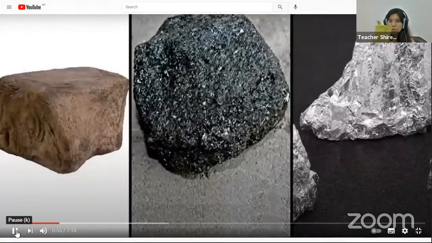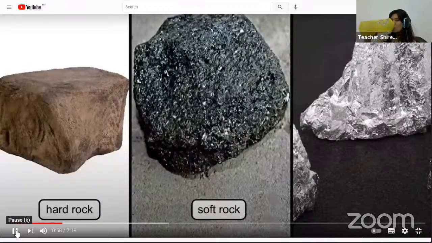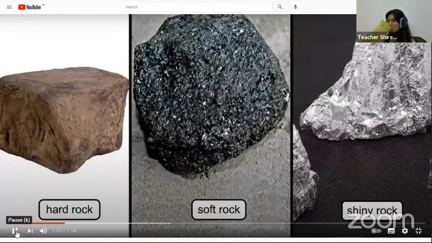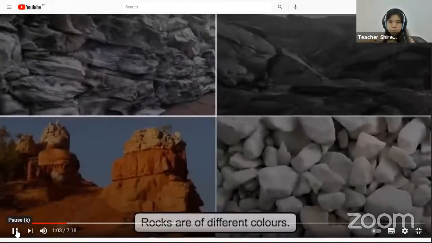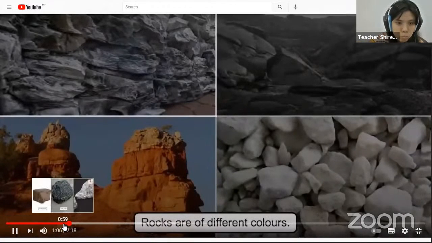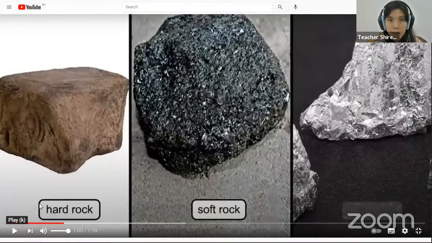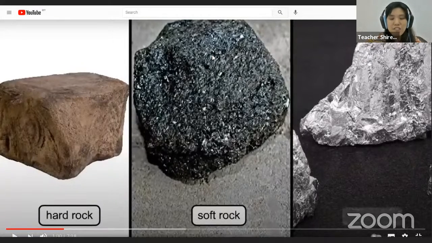Some rocks are hard, some are soft, while some are shiny. They are of different colors too. You'll notice different types of rock have different characteristics. Some of it is hard, so no matter how you throw it, it doesn't really break. But some of it is soft. When you press or crush it with your hand, it disappears, something like chalk.